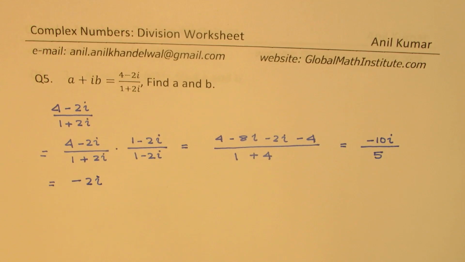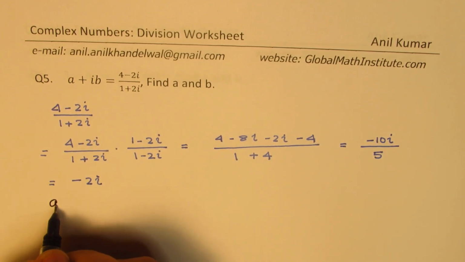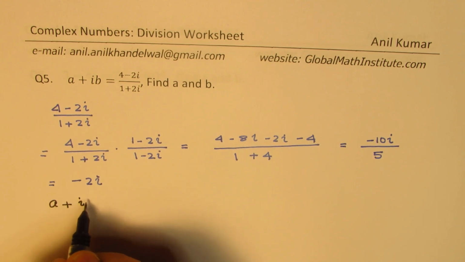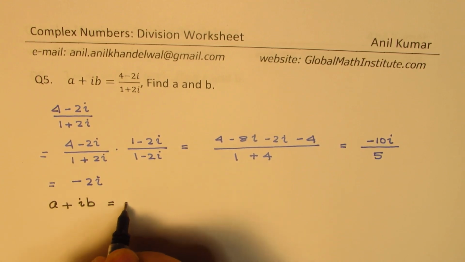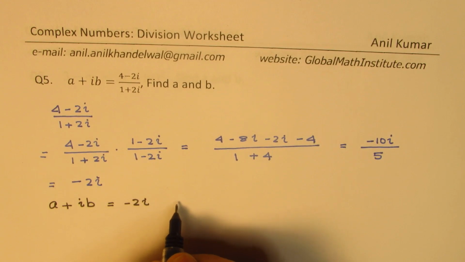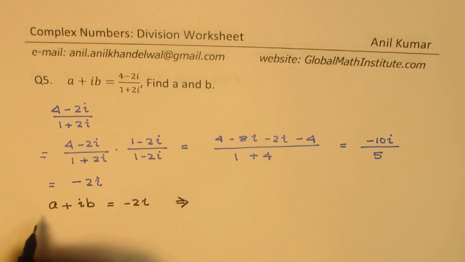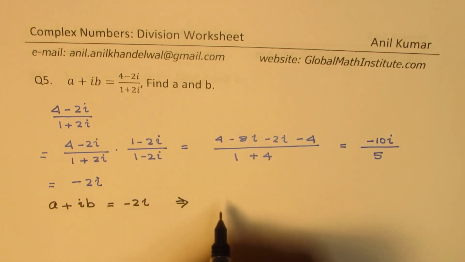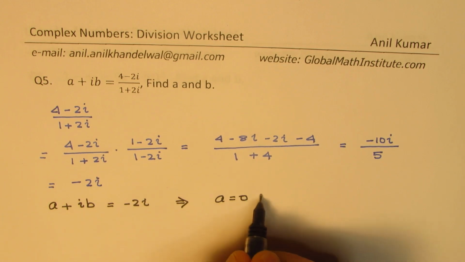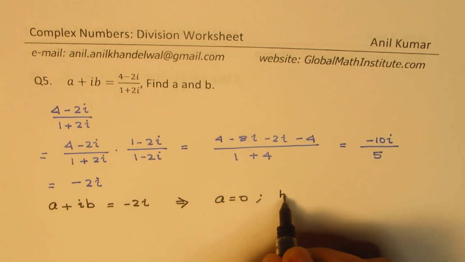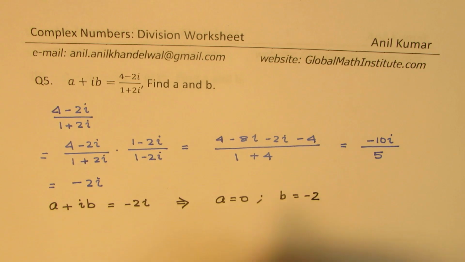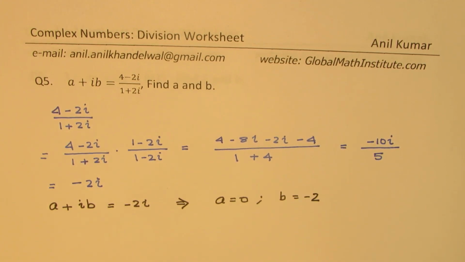Perfect. Now, what we are given here is that a plus ib or bi is equals to minus 2i. So that really means that the value of a, the real part is 0 here, right? So a is 0 and b is equals to minus 2. Is that clear to you? So that is going to be the answer for question number 5.